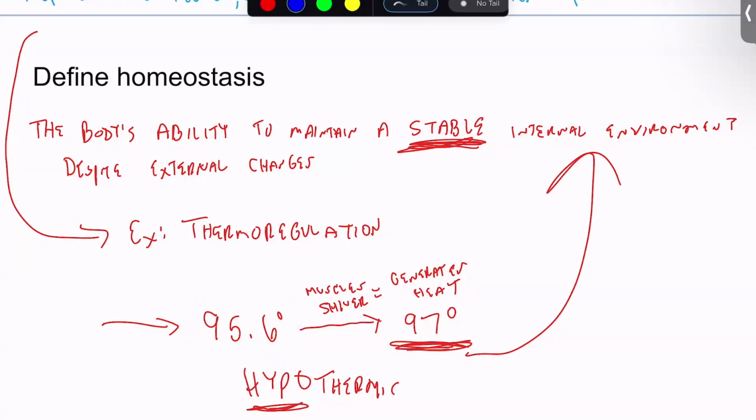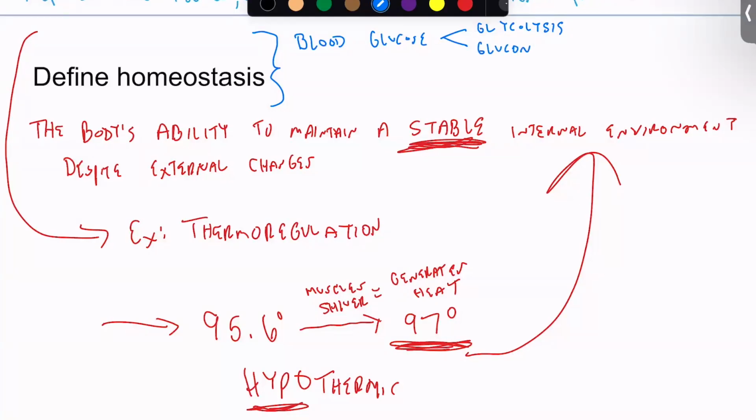And so some other examples of things that need to stay in homeostasis. So we got temperature. Another example is blood glucose. So there's a really strong balance between glycolysis, which is breaking down that sugar that's in our blood, and gluconeogenesis, and that's what adds glucose to our blood. And we'll get more into that whenever we get into the endocrine system. But just know that it's very, very tight.